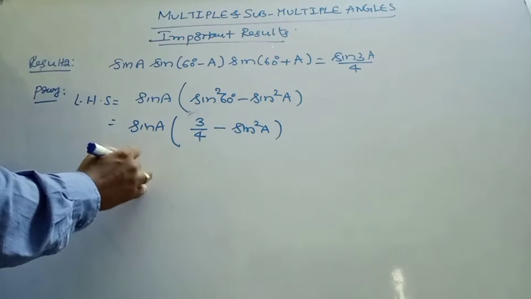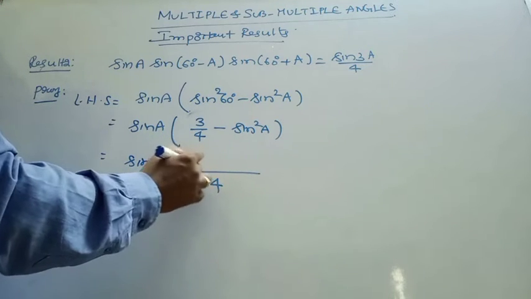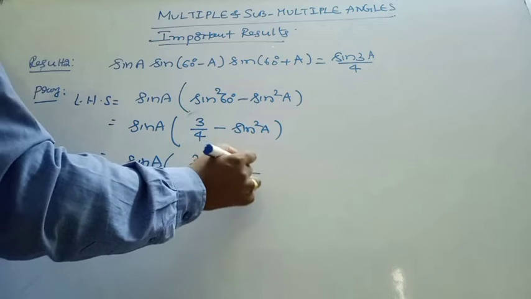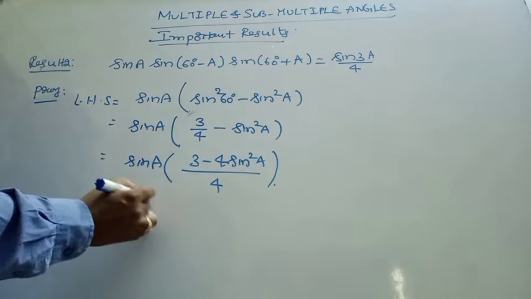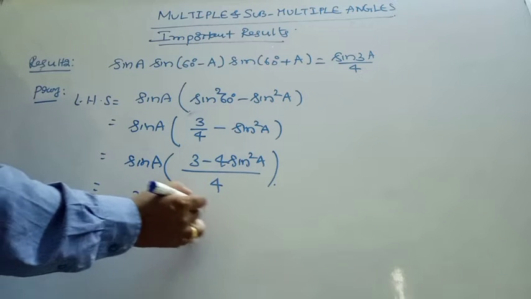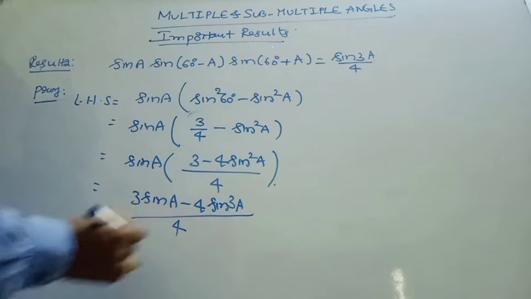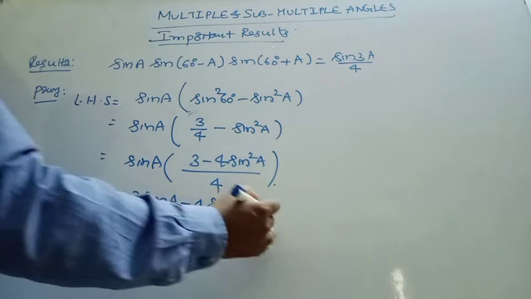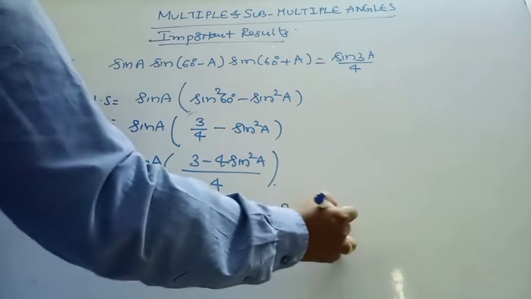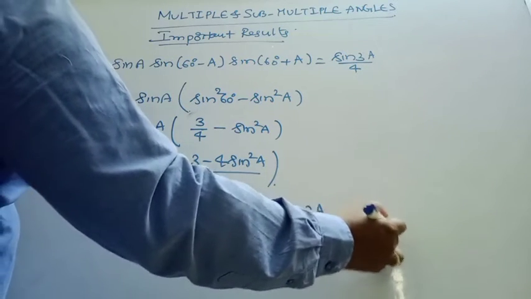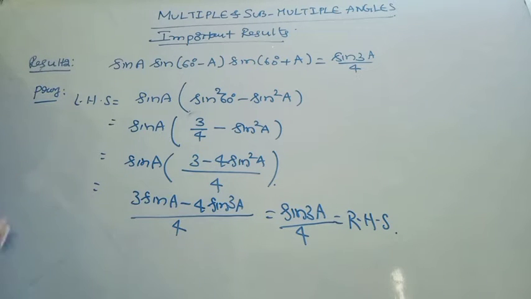Now you see, let us take sin A into, take LCM 4 here: 3 minus 4 sin square A. Like this. Now let us multiply. What we will get here? 3 into sin A minus 4 into sin cube A, whole thing divided by 4. And this is nothing but sin 3A by 4. Now this is the right hand side part. You have taken the left hand side and you have got the right hand side part beautifully.